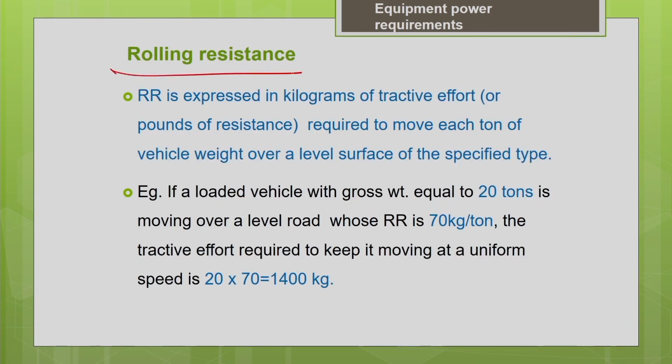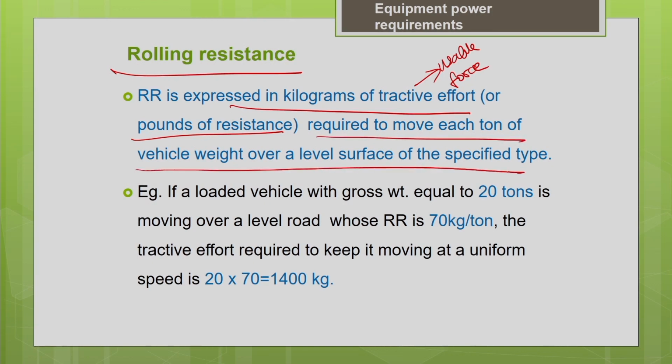So this rolling resistance is expressed in kilograms of tractive effort. Tractive effort is nothing but your usable force at the point of contact between your wheel and the ground. So rolling resistance is expressed in kilograms of tractive effort, or pounds of resistance. These are just different types of units. Either you can express it in kilograms of tractive effort or pounds of resistance required to move each ton of the vehicle weight over a level surface of the specified type.